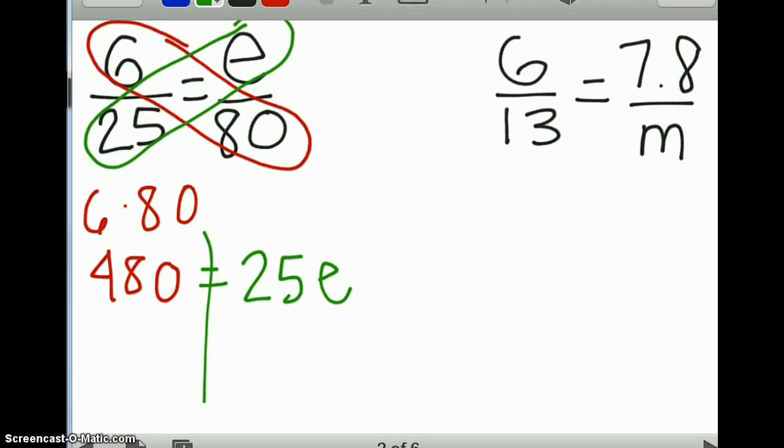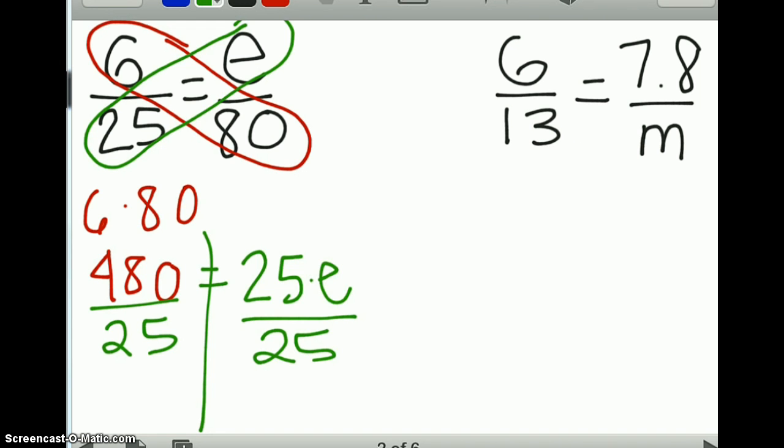Well, look at this. If I draw a line down, this is 25 times e. How do I undo the times? You got it. I'm just going to divide. So 25, then I pull out my calculator, which is totally fine for this unit. And I've got 480 divided by 25. I don't think that's going to come out perfect. Nope. And that's okay. I get 19.2.